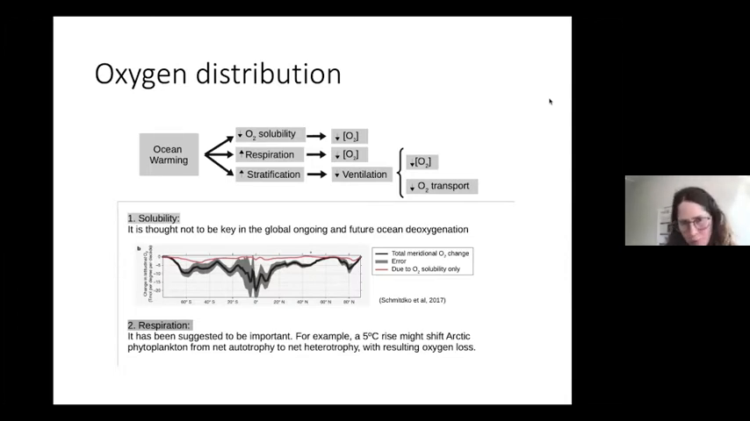And here we are probably more interested in the stratification. If we have higher stratification, highly stratified waters, the ventilation will also reduce, which means that this mixing and exchange of water will reduce, and overall will also reduce the oxygen concentration and the oxygen transport.